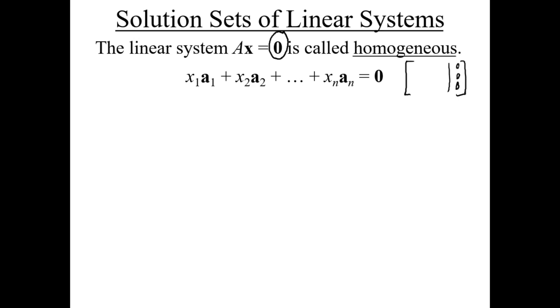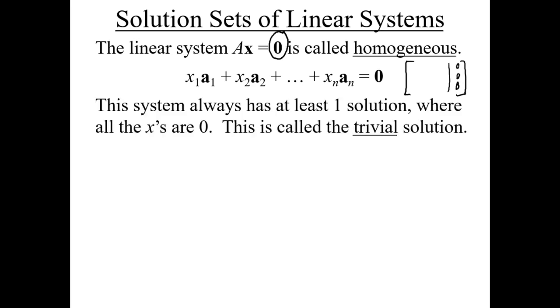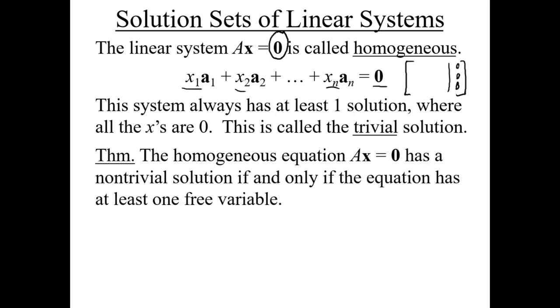Okay, so here's the thing. This system always has at least one solution. Because think about it. If this x was a zero, and this x was a zero, and all the x's were zeros, certainly the result would be the zero vector. So a homogeneous equation always has at least one solution where all the variables are zeros. And we call that the trivial solution. Trivial just means all the variables are zeros.